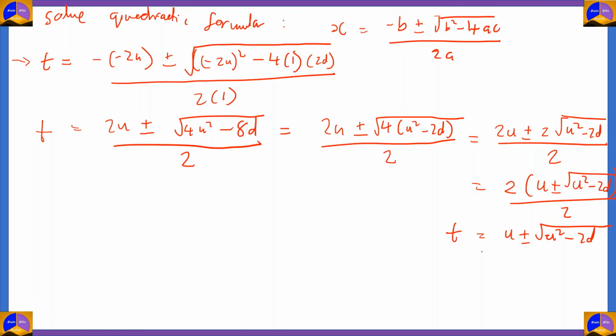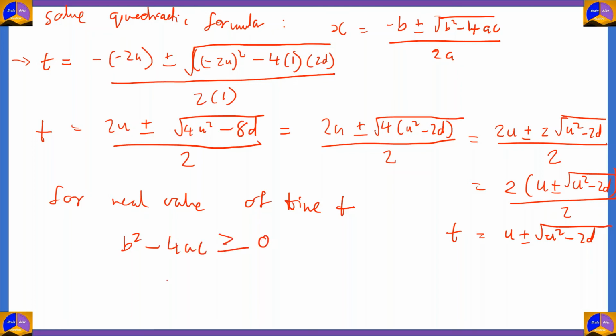So now we need to put in a condition for the quadratic formula. For a real value of time t, we need to ensure that for a real root, the discriminant b squared minus 4ac should be greater than or equal to 0. So over here, the discriminant is u squared minus 2d, which is greater than or equal to 0. So that means u squared is greater than or equal to 2d. So therefore, u is greater than or equal to root of 2d.